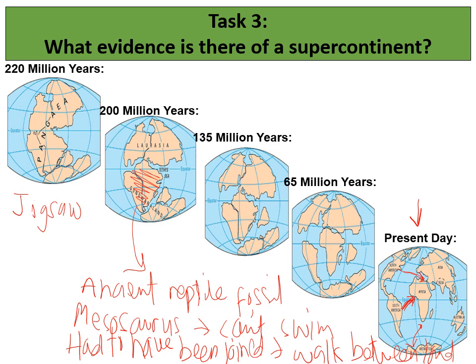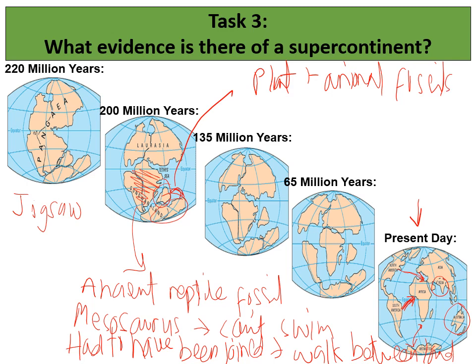Now, what else was there? Well, there were also plant and animal fossils found in India that were similar to things found in Australasia. Now, if we look back to here, 200 million years ago, India and Australasia were very close together. So we had plant and animal fossils that were very, very similar, which suggests that at once they were connected. So this was the evidence that these plates were all once connected through Pangaea.